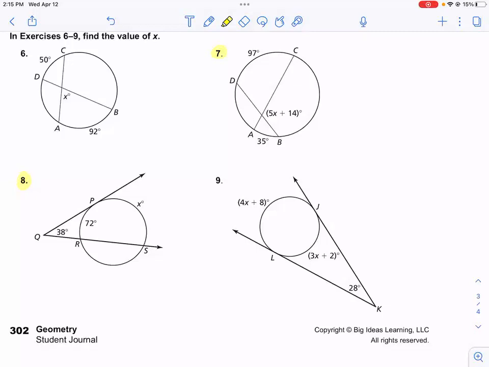Is X 22? I got number 8. 360 minus, how do you do this? 132, divide that by 2. And then 38, half of X minus 72 in parentheses equals 38. And 38 and 38 adds up to 76. What's the answer? X equals 48. Yep, it is.